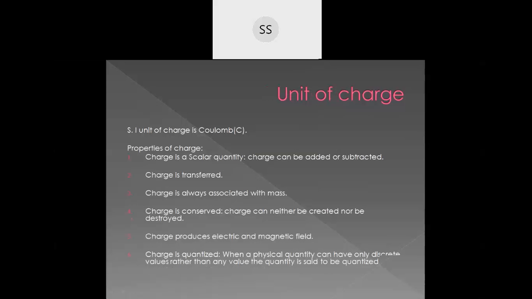Okay. Next topic is unit of charge. The SI unit of charge is coulomb, and the unit coulomb came from Coulomb's law, which we will discuss in the next class. The SI unit of charge is coulomb. Usually it is denoted by capital C. When we write the unit of charge, we just simply write capital C. Okay. Then the properties of charge.